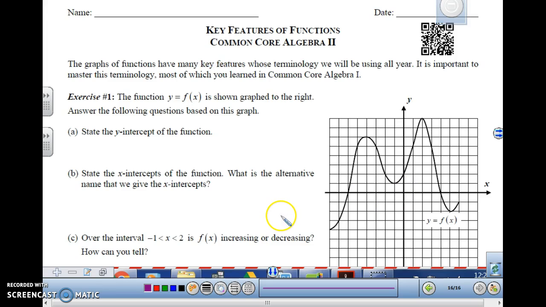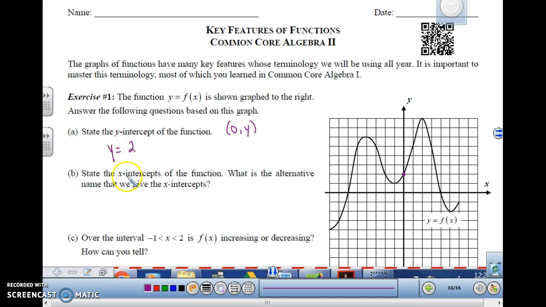All right, the y-intercept of the function. The y-intercept of the function is where x is 0, and then you have the y, where it crosses the y-axis. So the y-intercept would be y equals 2. It would be this value right here. Y is 2.